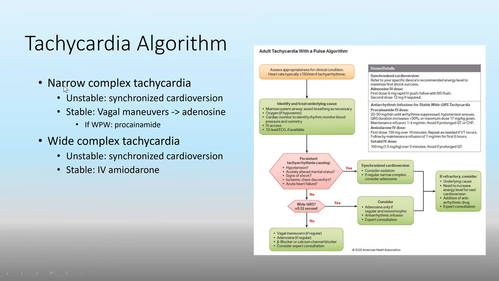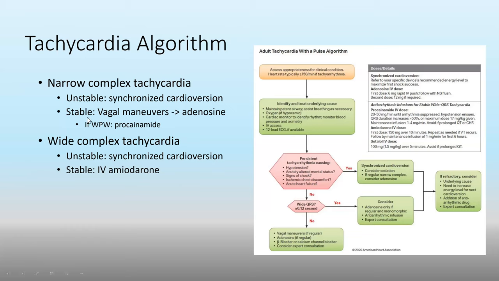So let's start with narrow. You see the QRS complex is narrow. It clearly looks like a tachycardia. The rate is super high, and they're unstable. So synchronized cardioversion is what you would do. Instead of a defibrillation, you want to sync the paddles to the QRS complex, and you're trying to cardiovert based on this QRS complex. So it's different. This is not a defibrillation. This is a synchronized cardioversion. You're syncing it based on the QRS complexes.